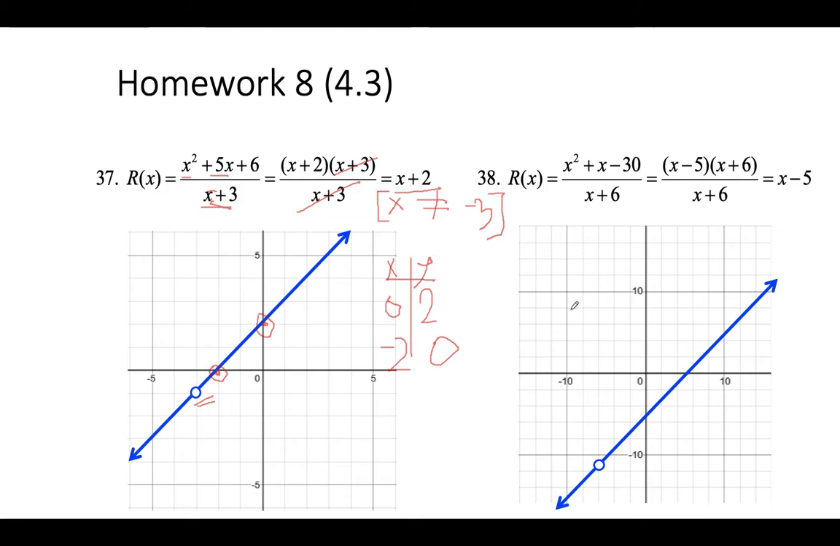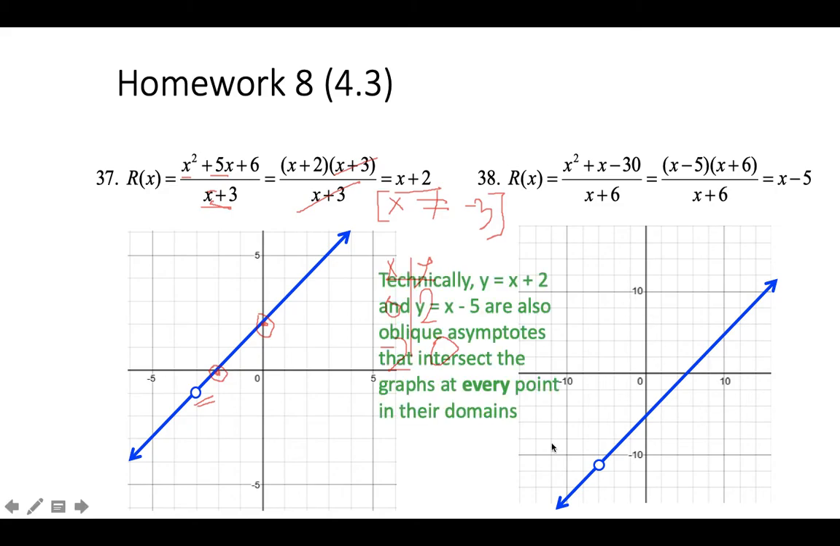Then this 38 number and 37 number are exactly similar kind of maths, so let's not spend too much time on it. Then technically y equal to x plus 2 and y equal to x minus 2 are also oblique asymptotes that intersect the graphs at every point in their domains. It is the hidden meaning why the graph is like this and what's going on in this rational function, how it is related with this linear function. This explains the inner mechanism.